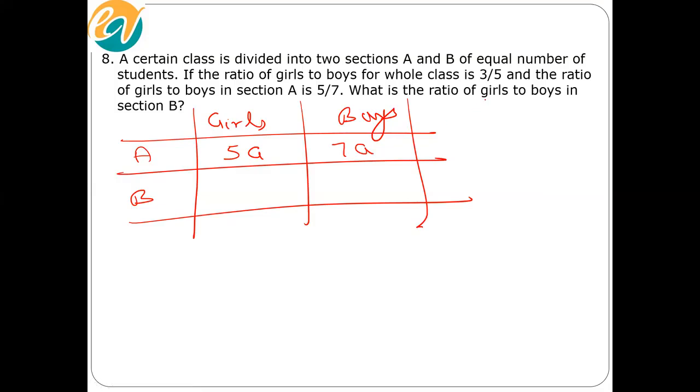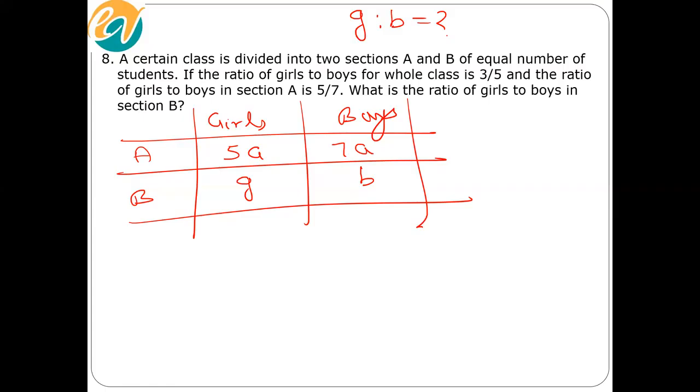We have to find out the ratio of girls is to boys in section B. So let's assume the number of girls in section B is G, number of boys in section B is B. What do we have to find out? Ratio of girls is to boys, right? So in section B, we have to find out G is to B. That's the question. Correct? So how do we do this, guys? How do we do this?